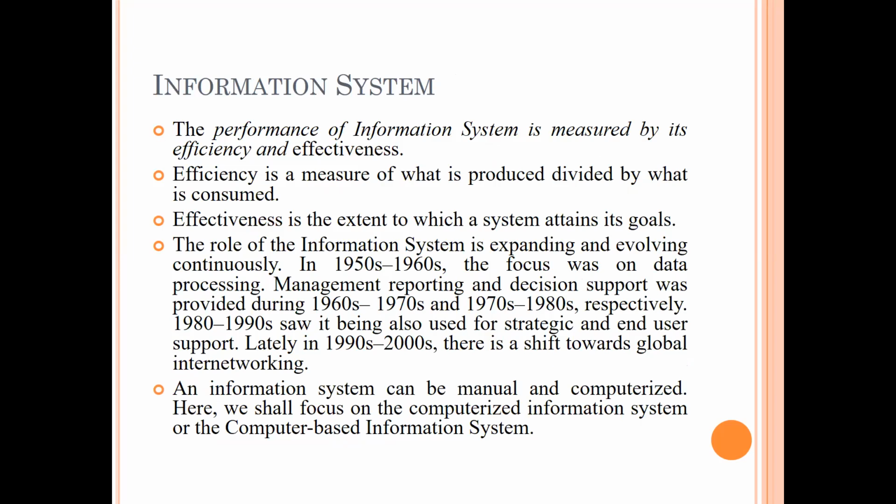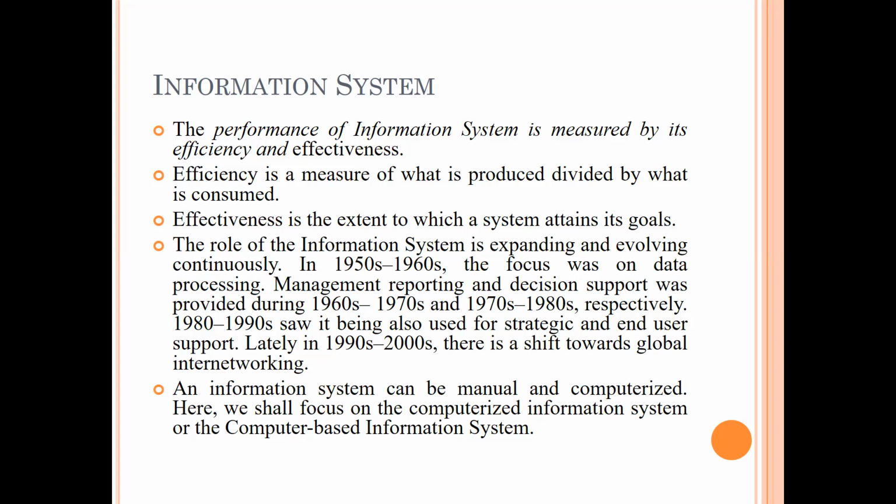Now, the performance of an information system is measured by its efficiency and effectiveness. Efficiency is a measure of what is produced divided by what is consumed, whereas effectiveness is the extent to which the system attains its goals. Another way to look at efficiency is how quickly can you do something using the system compared to doing it manually. So it's a measure of what is produced divided by what is consumed.